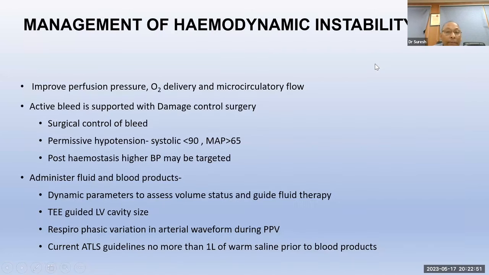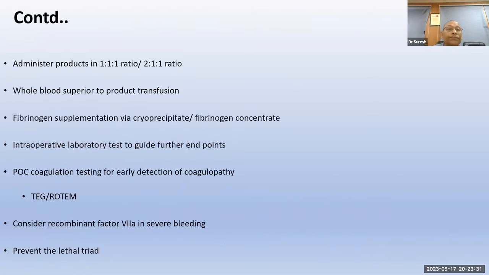Hemodynamic instability, our target is to improve perfusion pressure, oxygen delivery. Active bleed is supported with damage control surgery. Arrest of the surgical bleed, addressing permissive hypotension, post-hemostasis, higher BP may be targeted. Administer fluid and blood products, dynamic parameters to assess volume status in terms of bedside echo, TEE if available, and respirophasic variation in arterial waveform during positive pressure ventilation. Current ATLS guidelines warrant not more than one liter warm saline prior to the products.